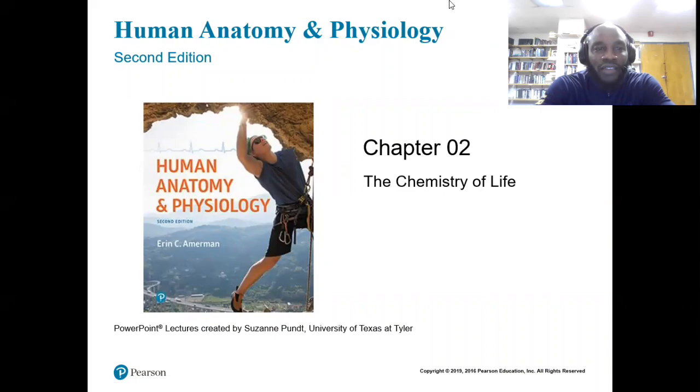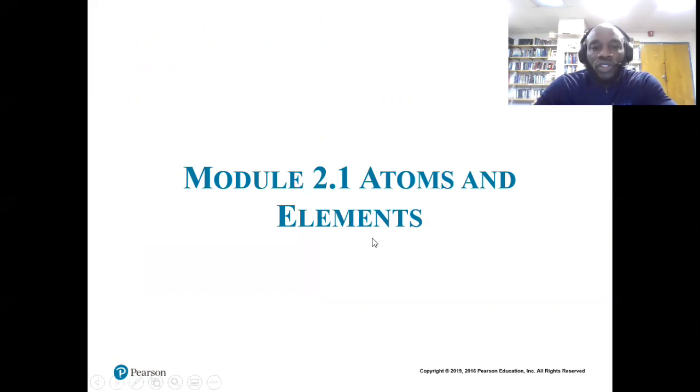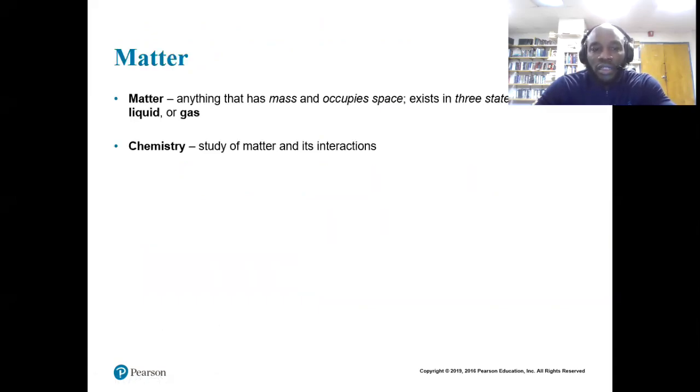That's the point where we call it life, at the cellular level. And then we go to tissues, a combination of different types of cells working together. Then we go to organs, which is multiple tissues working together to perform a specific function. Then we go to organ systems, and then eventually to organism. All right, so building our way up the ladder of organization in the human being, we're going to start at the bottom, which is the chemistry of life. So we start off with atoms and elements, 2.1.